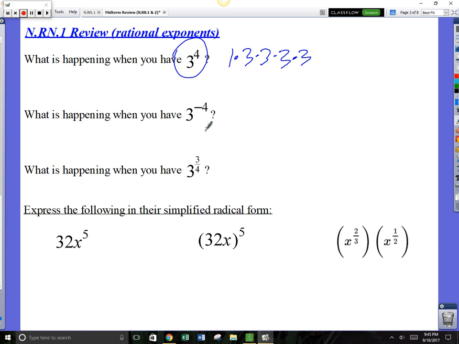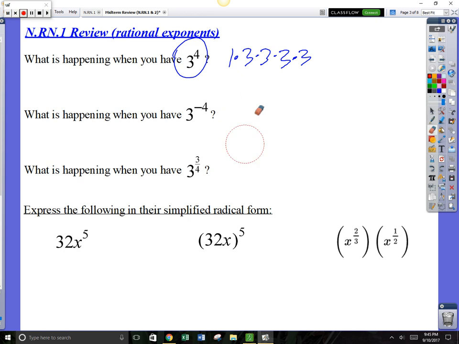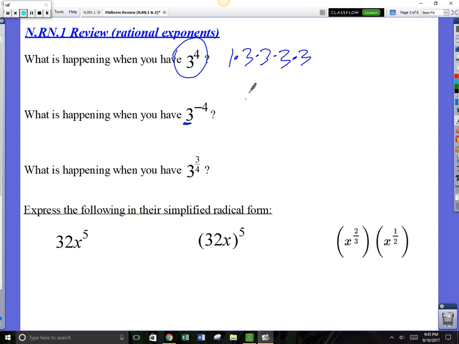This one maybe not so much. What happens when you have a negative exponent? If you have 3 to the negative 4, you start with 1, but instead of multiplication it's division. We're dividing by 3, and that's how many times we do it. So it's 1 divided by 3, divided by 3, divided by 3, divided by 3. So we do it 4 times.